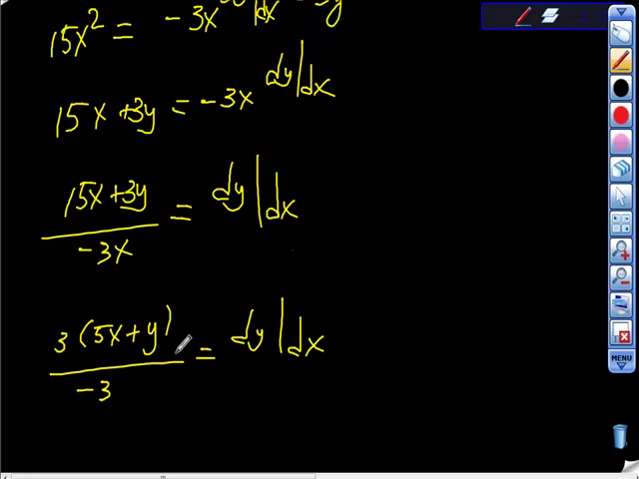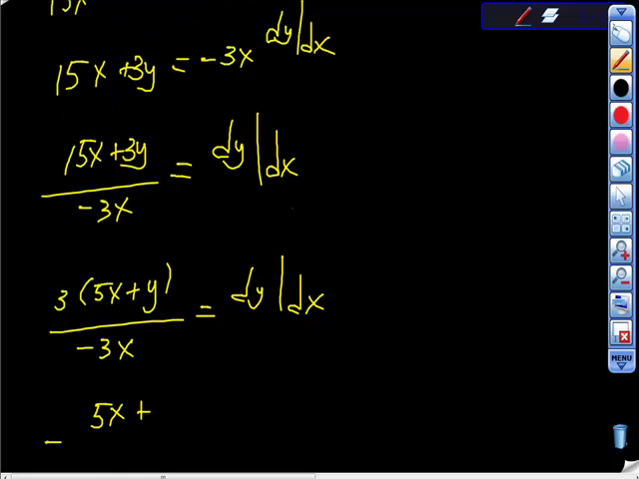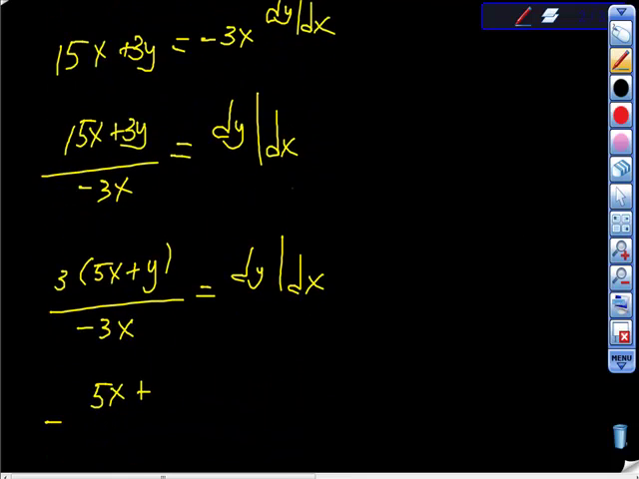Oh, dude, I almost lost that x. Sorry about that. Good. And then I'm going to simplify this, so I'm going to end up with this. I always bring the negative out because that's the way it always looks on the test. 5x plus y. I'm sorry, I thought it was 5x squared. It is 5x squared. Thanks for telling me. So it's negative 5x squared plus y, all over x.